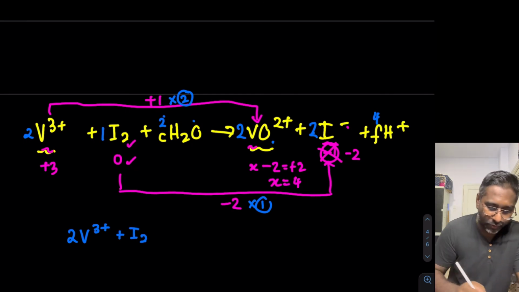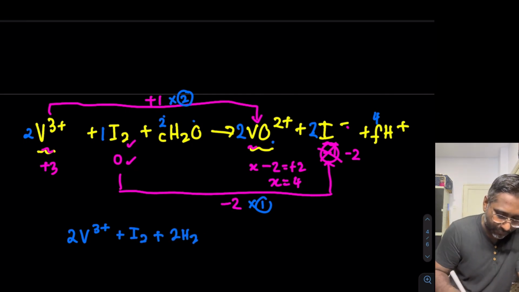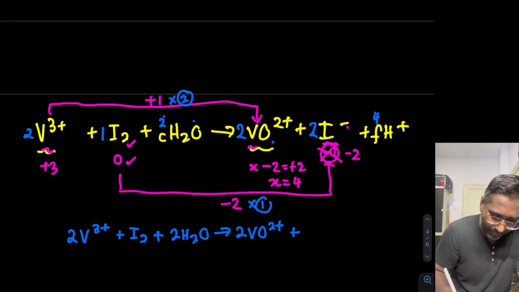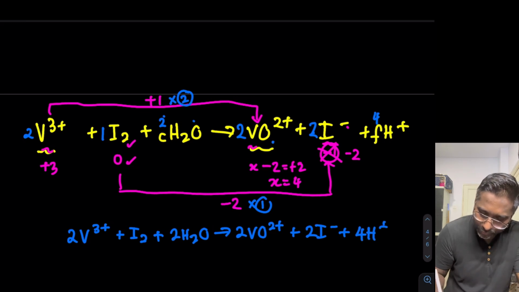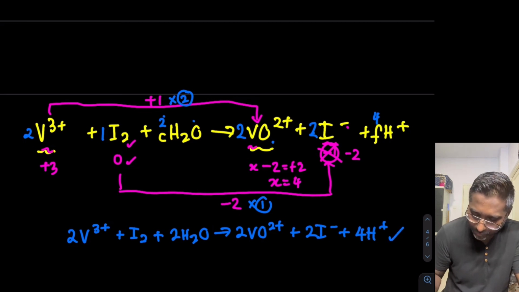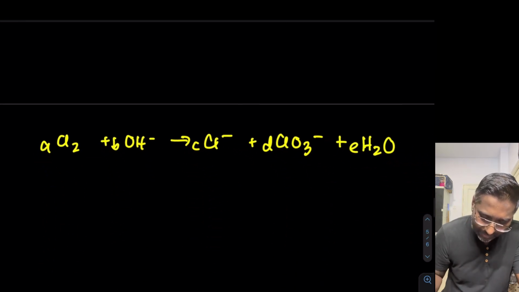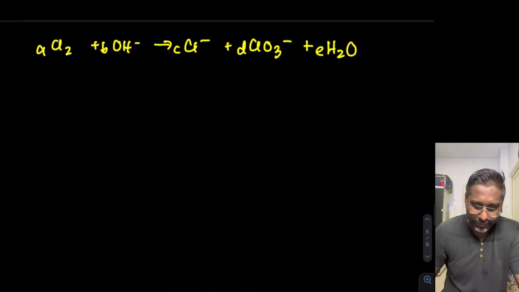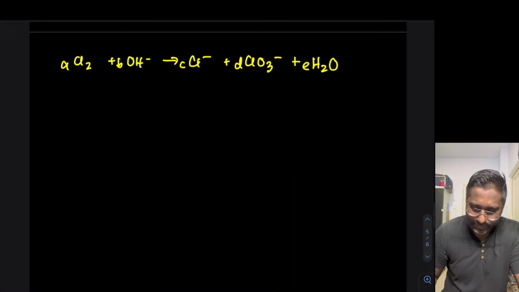So the final balanced equation is this: H2O to give you 2VO2 plus 2I minus plus 4H plus. Done. Now let's have a look at another one.